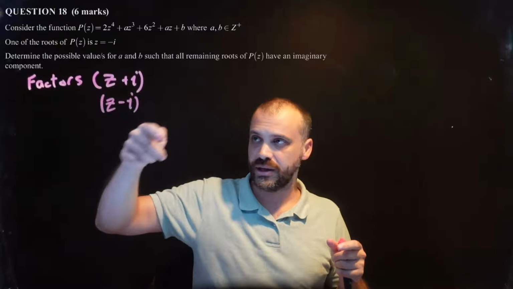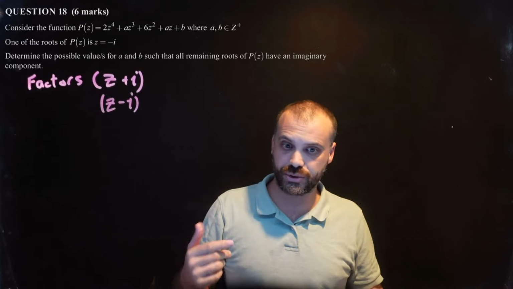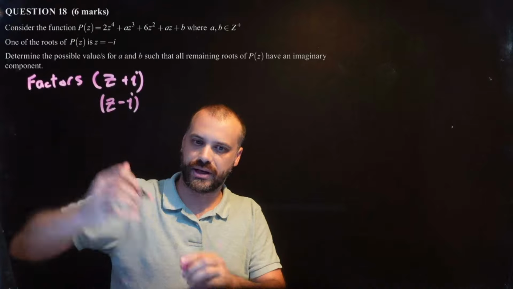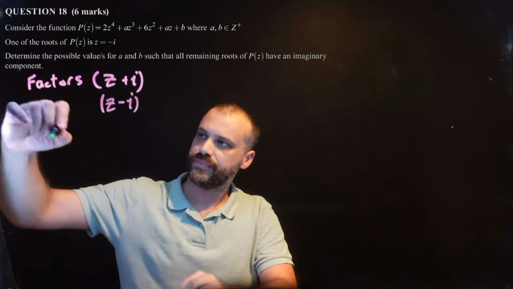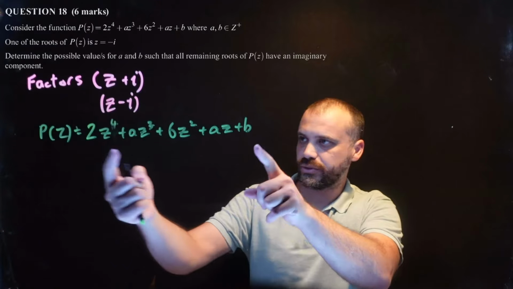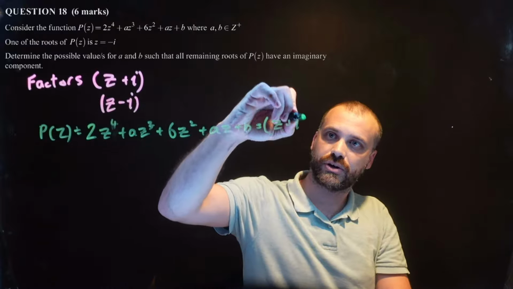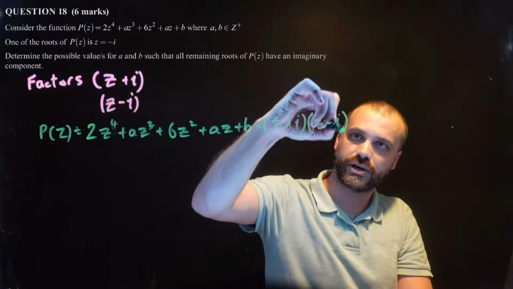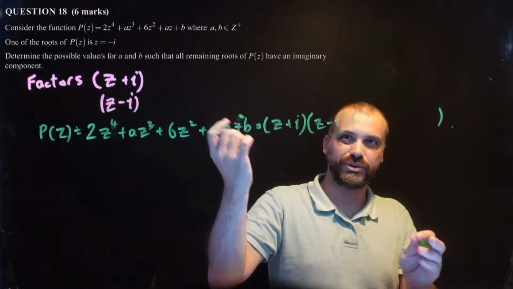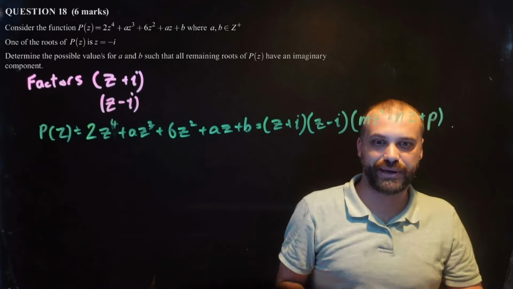It's degree 4. I know 2 of the factors, which means that it should have 4 factors, so I already know 2 of them. Happy days. Okay, so what I can do now is write that P(z) is equal to, and I'll rewrite it, but not only do I know that P(z) is equal to this, I can also say that it's equal to z plus i, my first factor, z minus i, my second factor, and then another unknown factor, which I'll just call mz squared plus nz plus p, I guess.